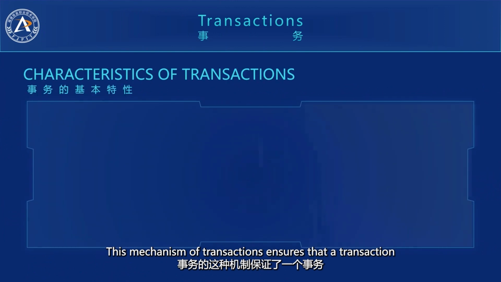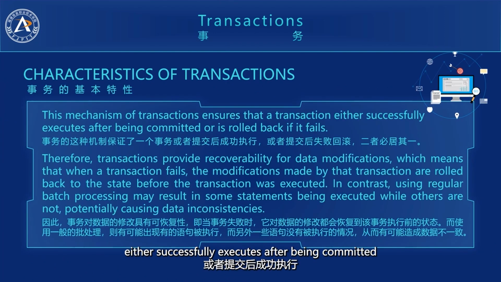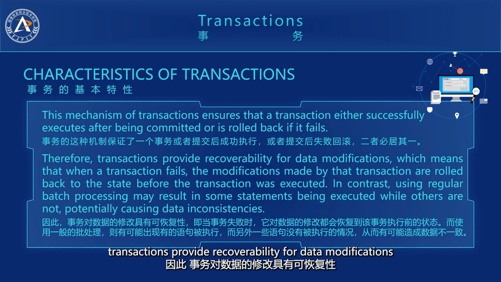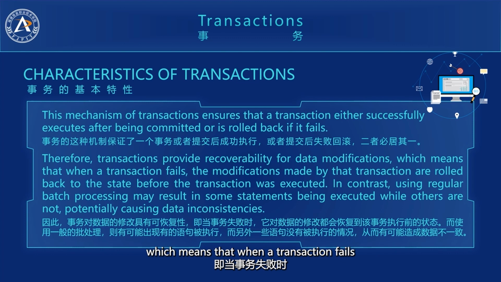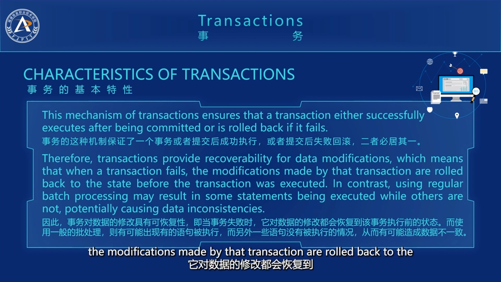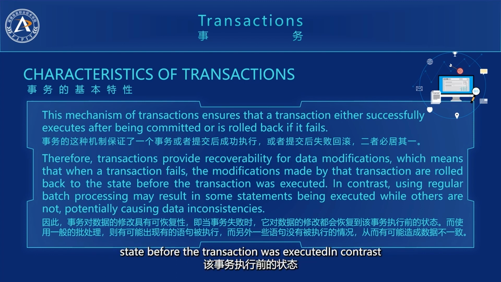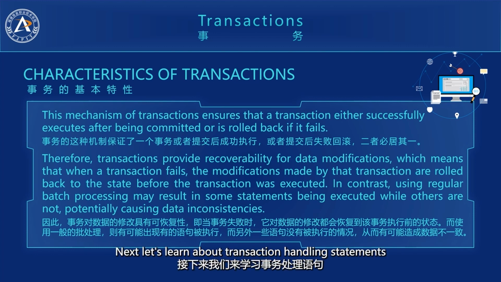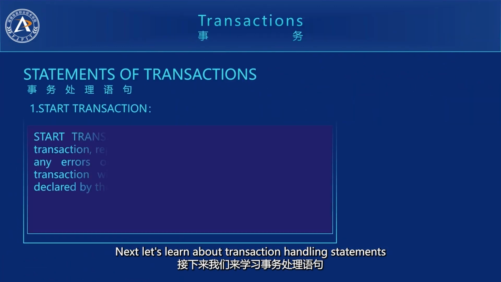This mechanism of transactions ensures that a transaction either successfully executes after being committed, or is rolled back if it fails. Therefore, transactions provide recoverability for data modifications, which means that when a transaction fails, the modifications made by that transaction are rolled back to the state before the transaction was executed. In contrast, using regular batch processing may result in some statements being executed while others are not, potentially causing data inconsistencies. Next, let's learn about transaction handling statements.